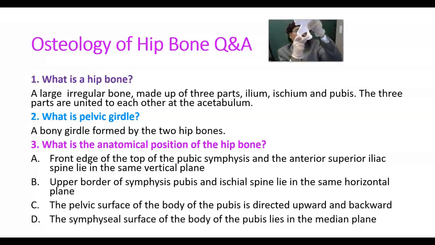Then the pelvic surface of the body of the pubis is directed upward and backward. The symphysial surface of the body of the pubis lies in the median plane. So these are the points for the anatomical position of the hip bone.